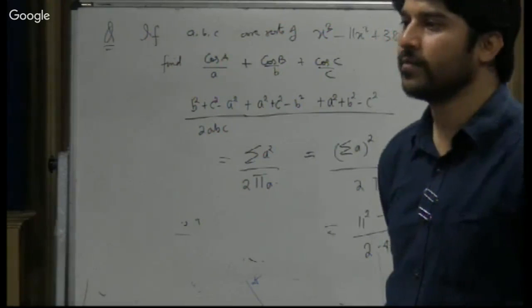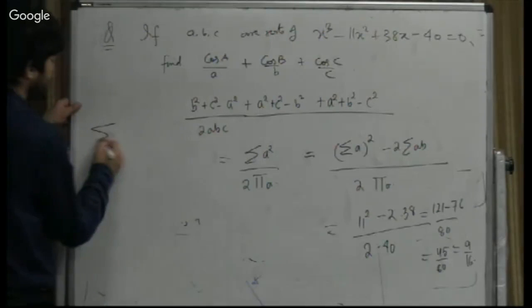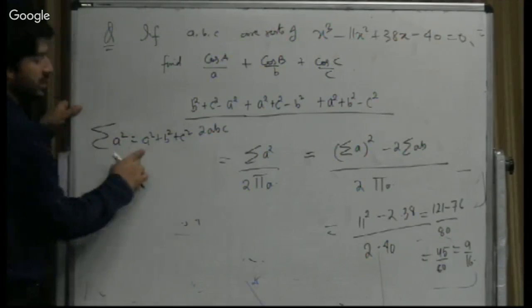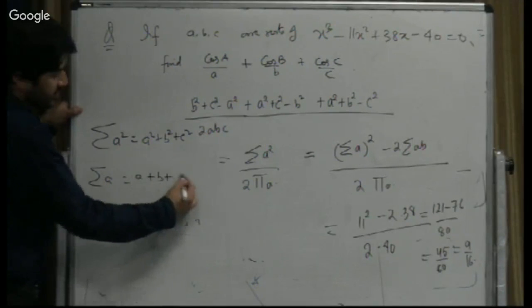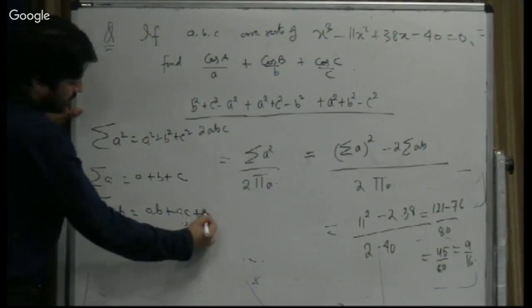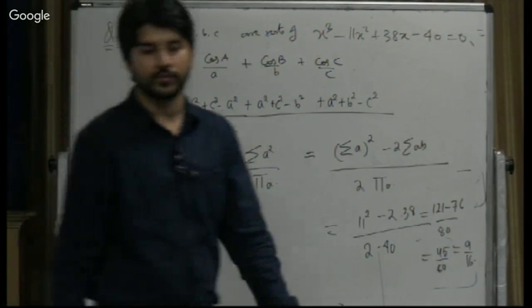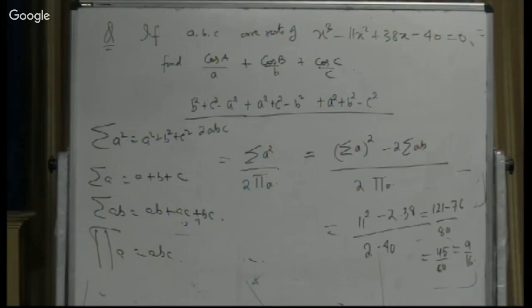कितनों को नहीं समझ में आया? सिग्मा ए से डर गए क्या? See, sigma A square is nothing but A square plus B square plus C square, since we know that A, B, C are the terms, right? And sigma A is nothing but A plus B plus C. And sigma AB is nothing but AB plus AC plus BC. And pi A is nothing but ABC. Pi means multiplication, right? Clear or not clear?